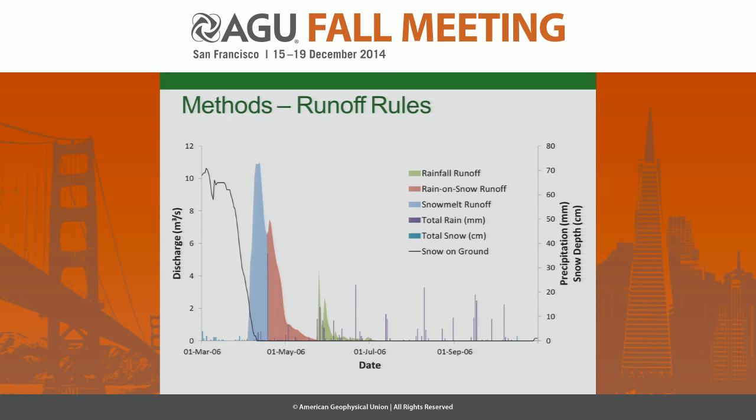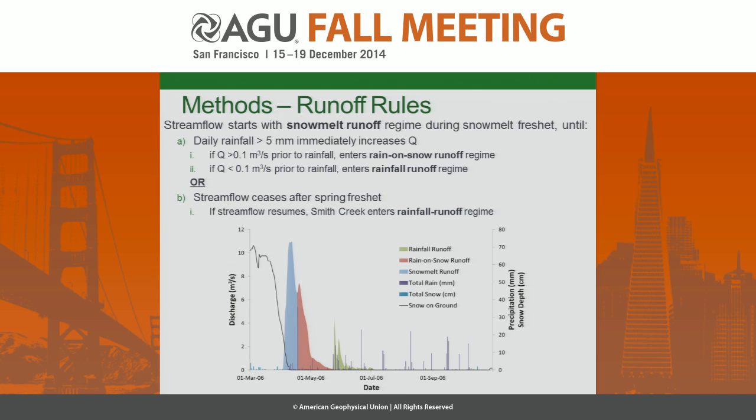So to gain an understanding of how the runoff generating mechanisms have changed in the basin, I separated the streamflow into the various runoff mechanisms: snowmelt runoff, rain on snow runoff, and rainfall runoff. To follow through a few different rules that I went through, streamflow starts, as you can see, with the blue as a snowmelt runoff regime during that snowmelt freshet.